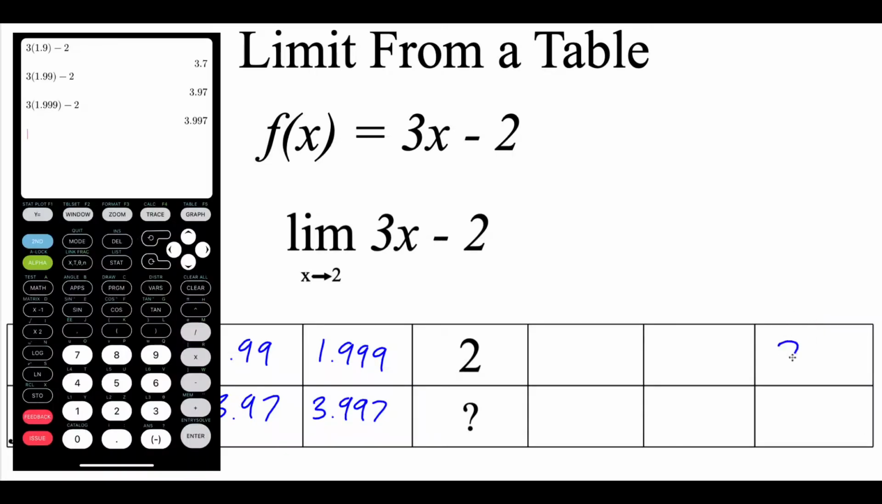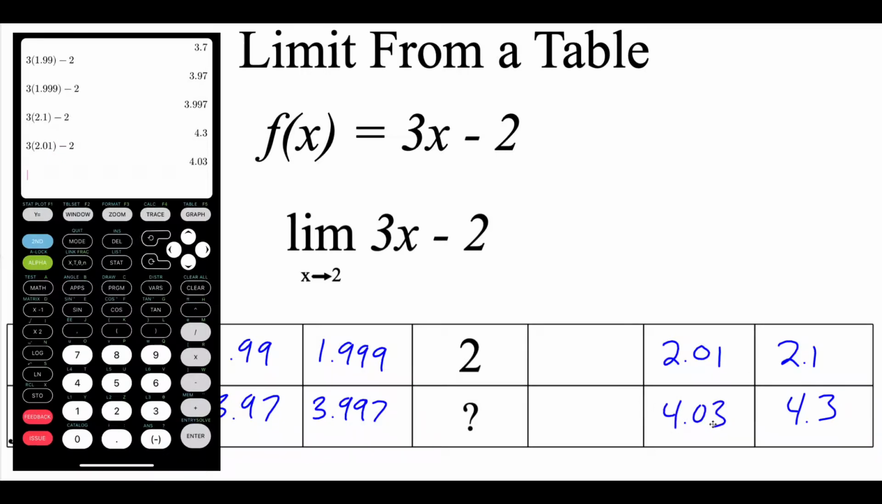Now, I also want to look at what happens as we approach 2 from the other side. So maybe we start at 2.1, and I plug that into my function. So 3 times 2.1, but then subtract 2 from that, I get 4.3. But again, I want to get closer and closer to 2. So maybe for my next value on the right-hand side, I plug in 2.01. So 3 times 2.01, but then subtract 2 from that, I get 4.03. And then lastly, I want to get even closer to 2, so I'm going to go 2.001. I plug that in, 3 times 2.001, subtract 2 from that, and I get 4.003.